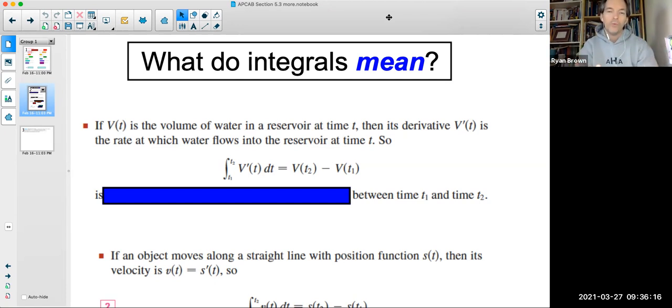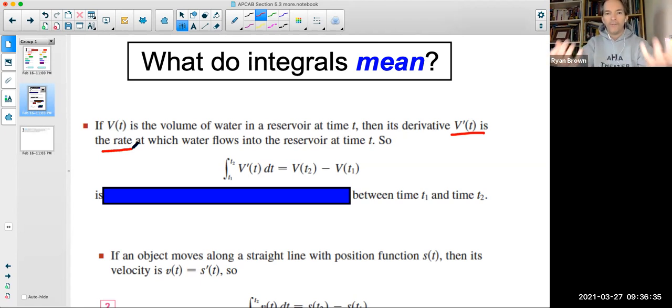water. It's the amount of water in a reservoir at some time t. Then we can say that V prime, the derivative of V, is the rate at which the volume changes, right? So how fast are we adding water or how fast are we taking away water? So if we do the integral of the rate, if we're doing the antiderivative of the derivative, it should go back to regular V, right? And you're right, it should go back to the amount of water.